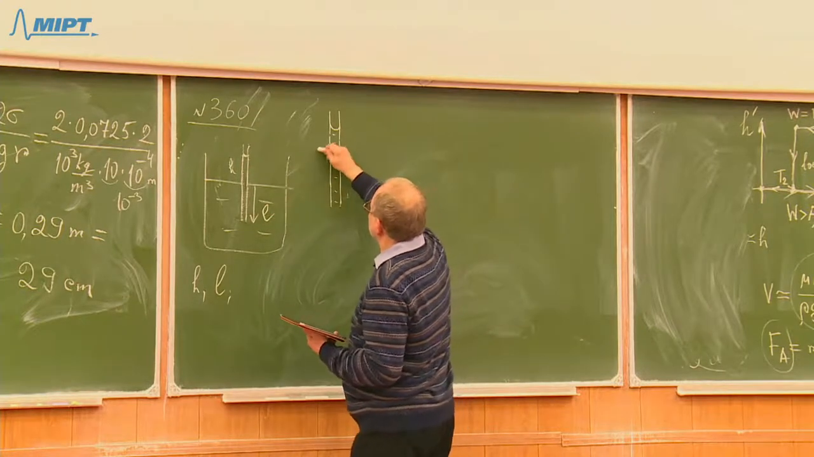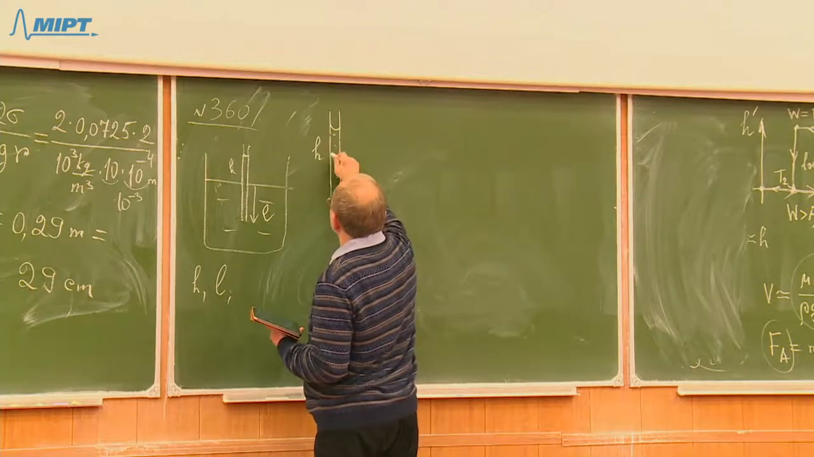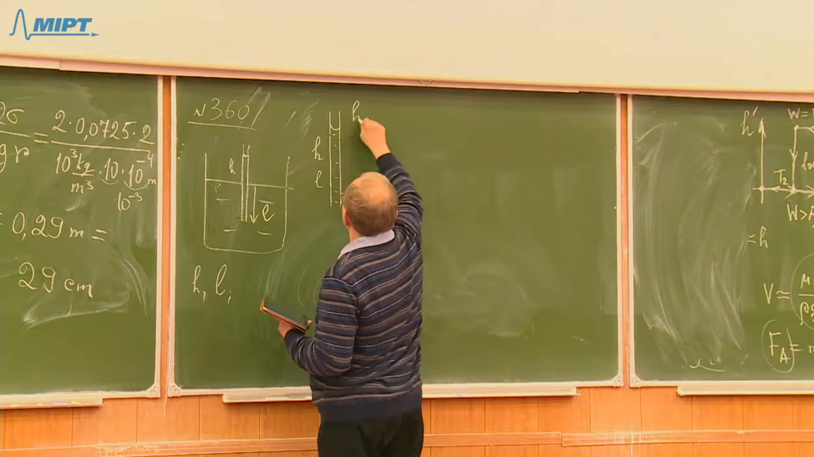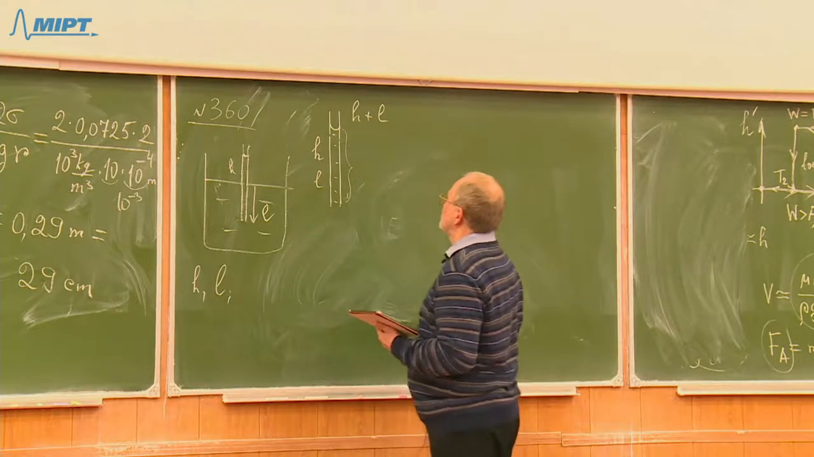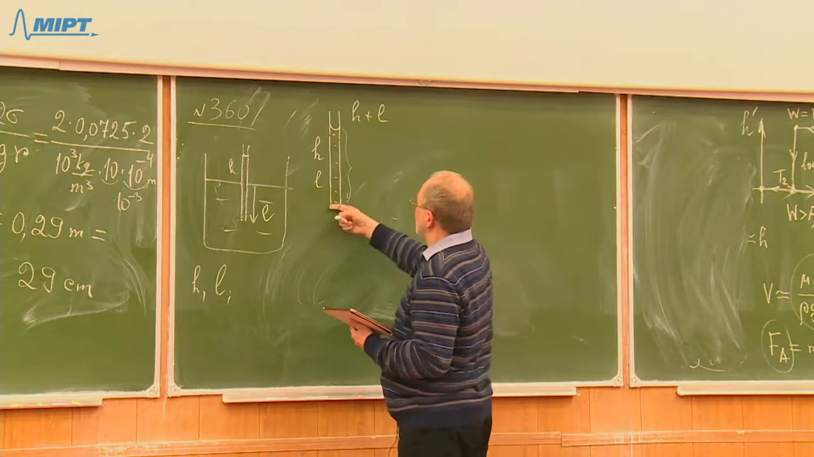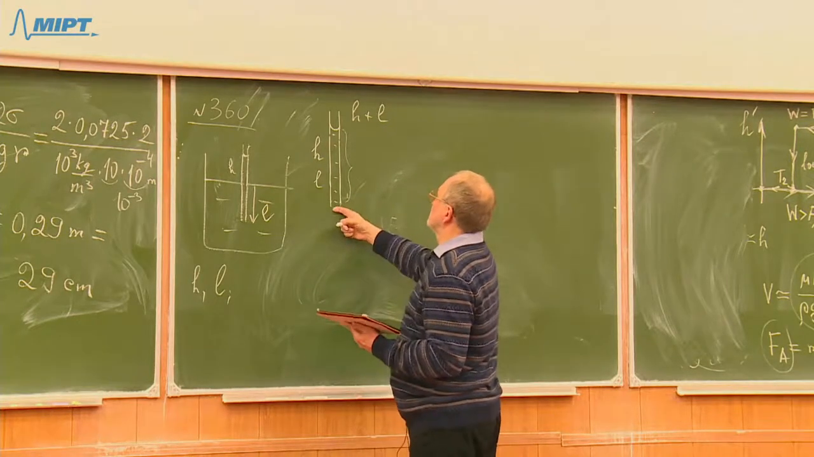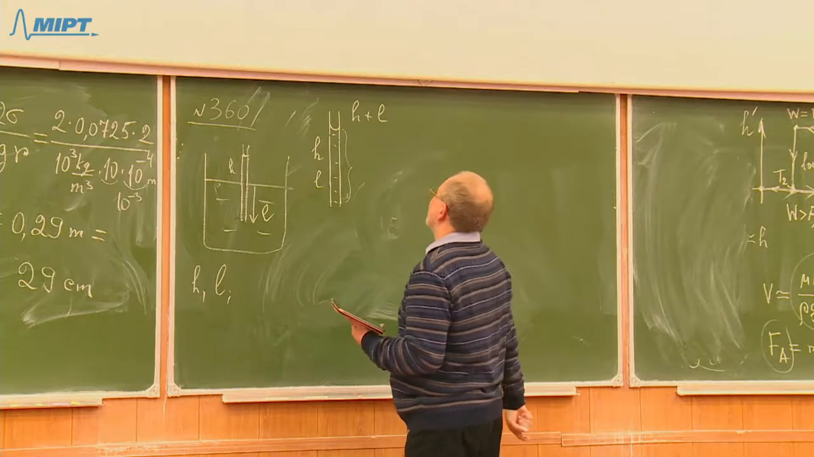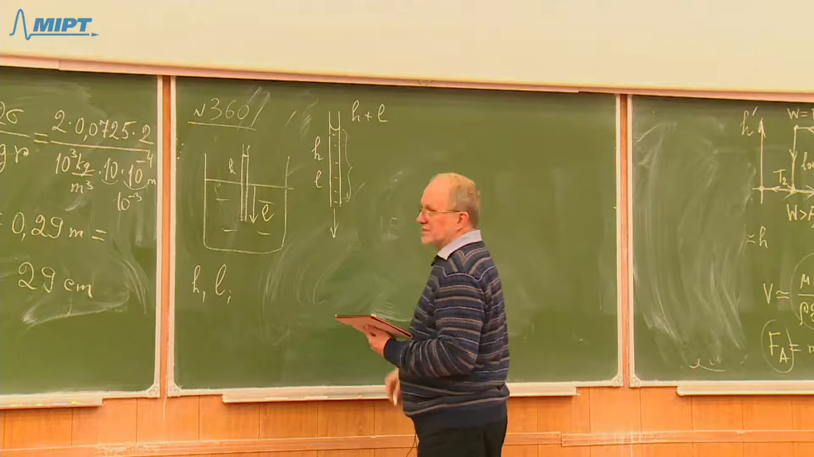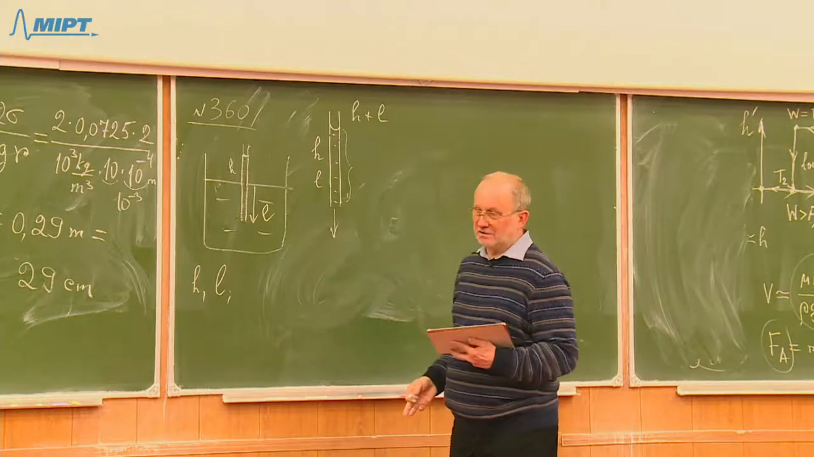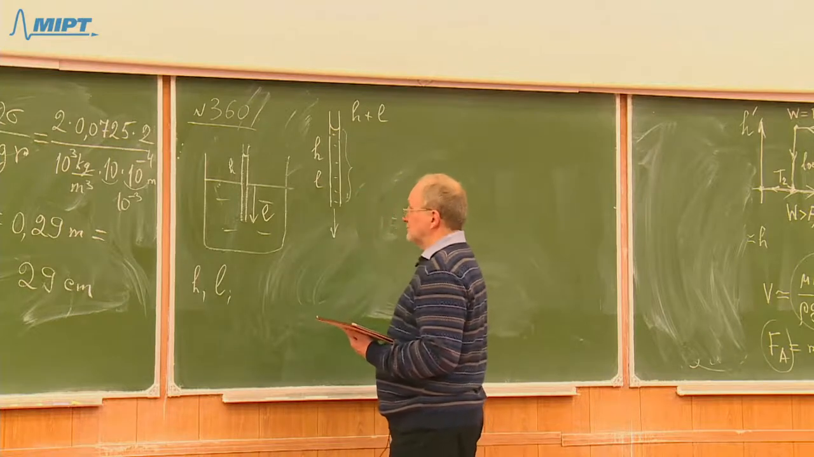The original length of this water column is H plus L. That is the original height of this water column inside the tube. And then after we have taken this capillary tube out, we open this lower end, thus allowing some amount of water to flow out, if the water will flow out. It's not a fact that the water will want to flow out.